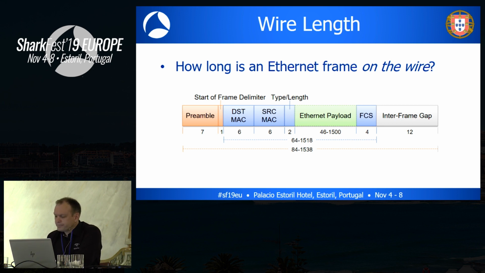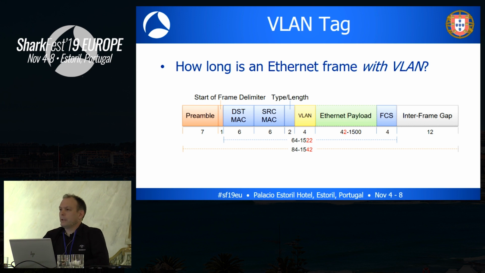But then some smart people said, well, Ethernets are great. What we'd really like to do is run multiple separate Ethernets over the same Ethernet. So we'll come up with a VLAN header. But we still want to be able to send our 1500 byte Ethernet payloads over this, so we'll have to make the Ethernet frame a bit longer. We'll just extend it by 4 bytes. Now we're at 64 to 1522, or 84 to 1542. It's just small change, it doesn't matter too much. We just make it a little bit longer.